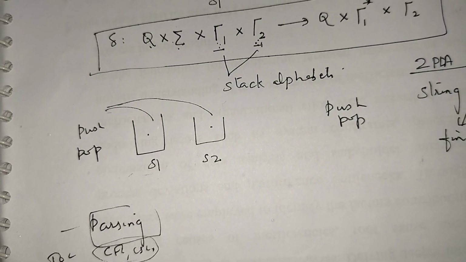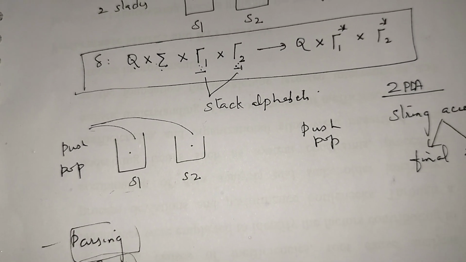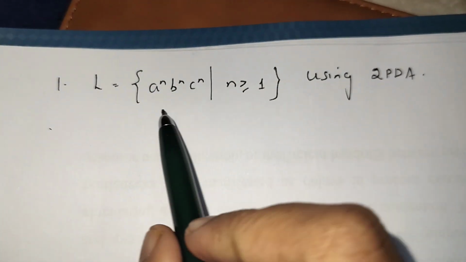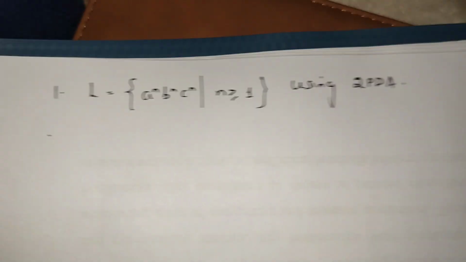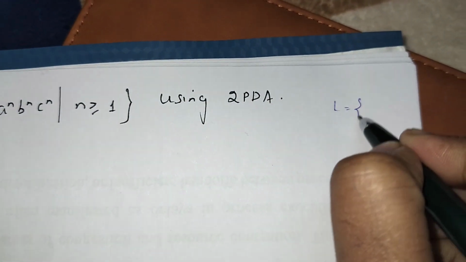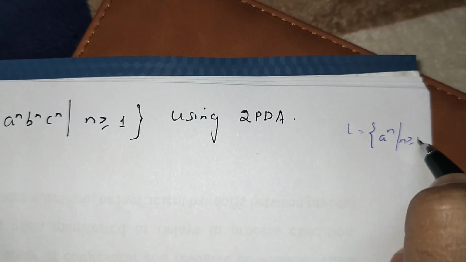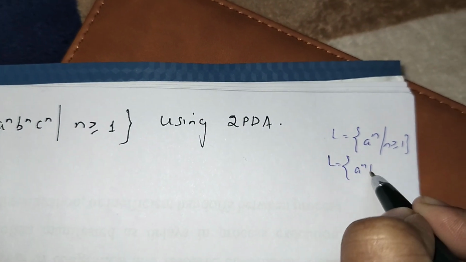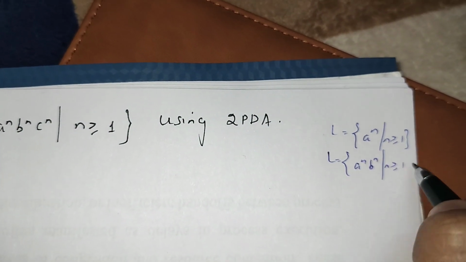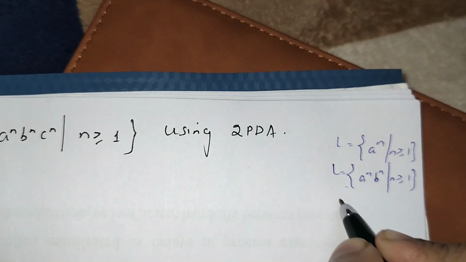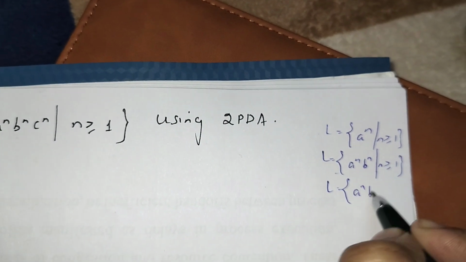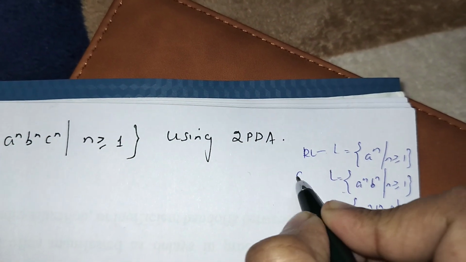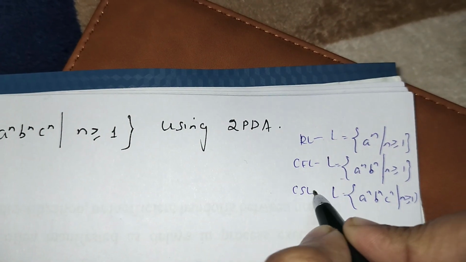Let's see one example of how a 2 PDA can recognize a particular language. Here we already know: L equal to a power n, such that n greater than or equal to 0 or 1, is a regular language. L equal to a power n b power n, such that n greater than or equal to 1 or 0, is a context-free language. a power n, b power n, c power n is a context-sensitive language.